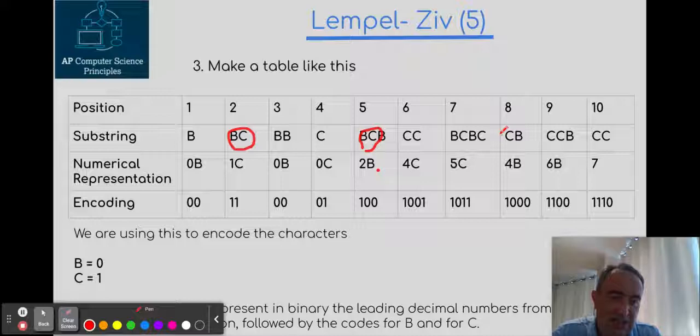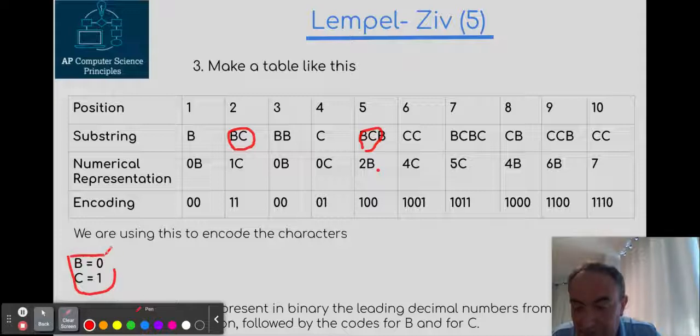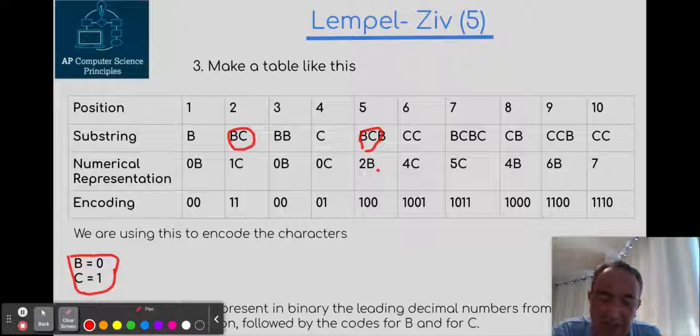I perform the same technique for position 6, 7, 8, 9, and 10. And that's how I end up with this numerical representation of these substrings. Now, the last step is to encode these. And in order to encode them, I can use a convention like this. Remember, I want to save space, so I want to formalize things.